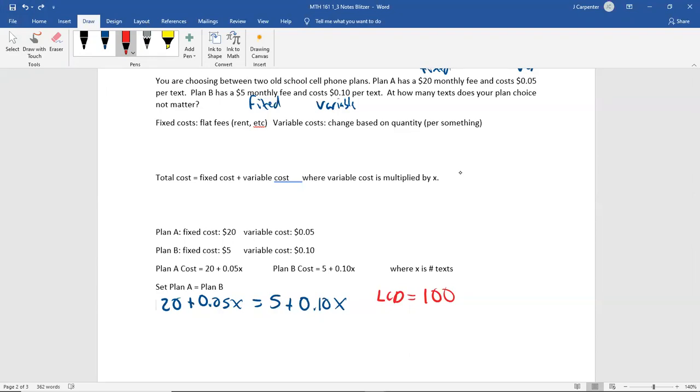Anything you can do with an LCD, you can do with a CD, a common denominator. It just makes the math more difficult. So we're going to multiply each term by 100. I'm going to go ahead and write 100 times this, so I don't have to keep switching back and forth between colors. So 100 times the 20 plus 100 times the 0.05x equals 100 times the 5 plus 100 times the 0.10x.